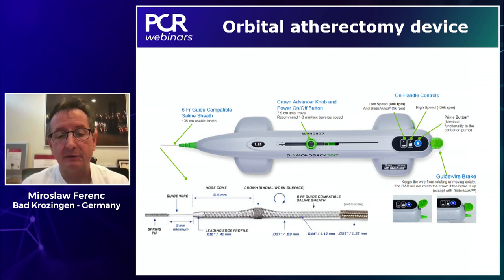And as you can see, this could be in some cases also a point that if there is a really uncrossable lesion, this could make some problems, but this is really rare. We could cross practically in all cases with this crown. And if we go ahead, so you can see here, next slide.